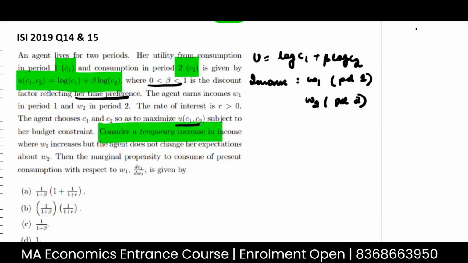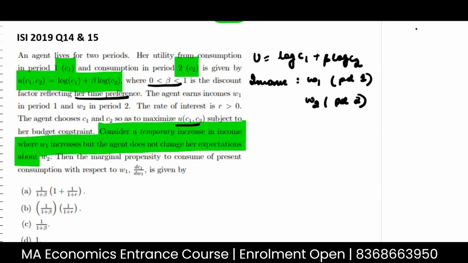Consider a temporary increase in income where W1 increases, but the agent does not change her expectation about W2. So imagine this case. Supposedly your company got some profit this year, and because the company got profit, it increased the salary of the employee in this period. But that does not mean that your salary of the next period will also be increased. This is just a one-time bonus that you got. And this we will talk about in detail in macroeconomics also.